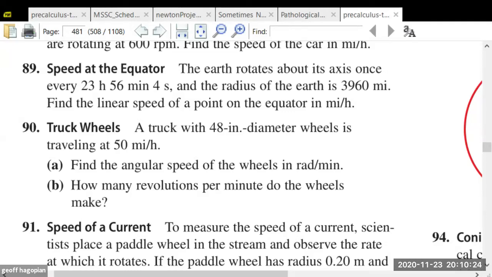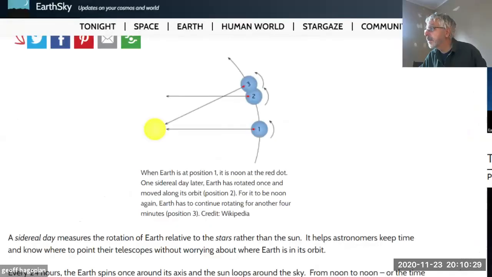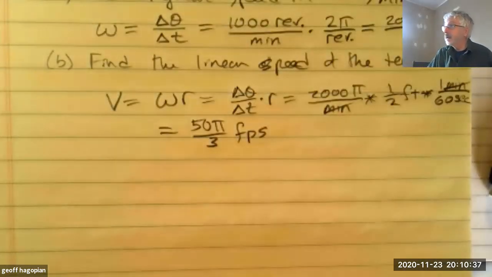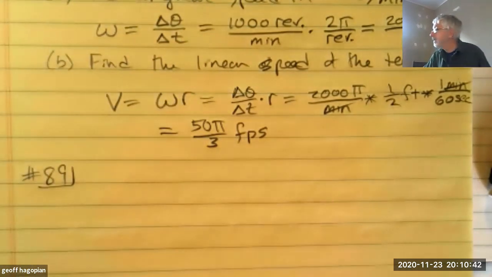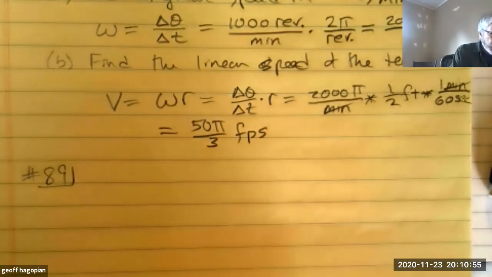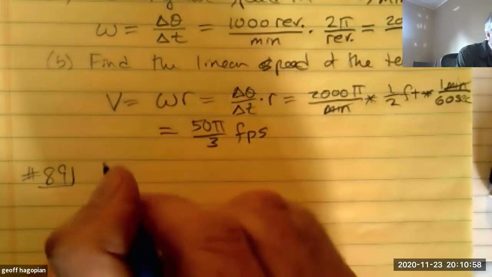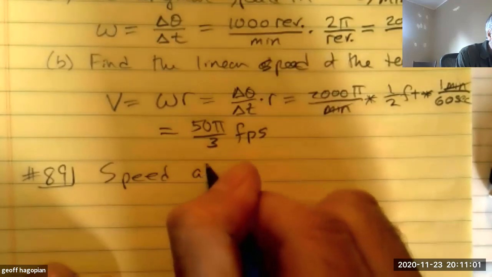Let's go over to pencil and paper, which I think we can get by doing this one. Okay, so number 89. Oh, the time is gone, isn't it? Well, let's just finish this up. So the speed at the equator.